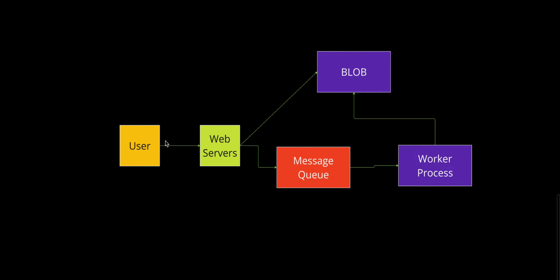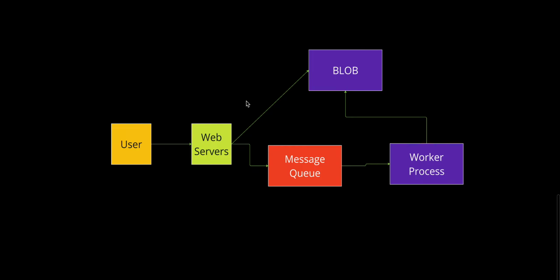So a user will upload a file. The web server receives the file, creates a job, and stores the file in an object storage. It will handle this through the message queue, and a worker will later pick up the job, retrieve the file, and process it.